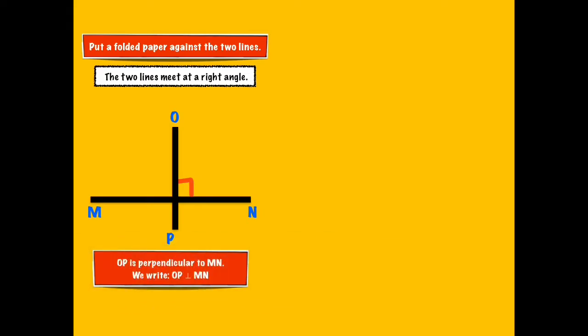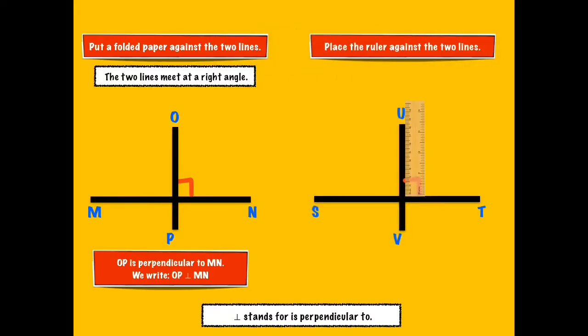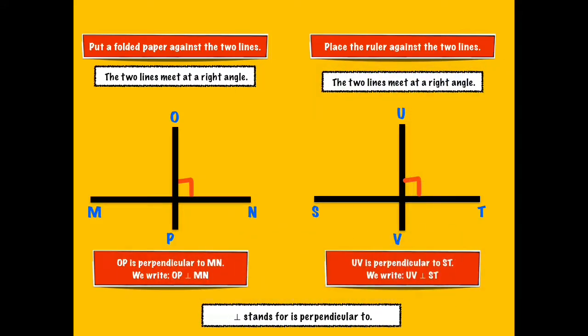Let's first put a folded paper against the two lines in the given picture. The two lines meet at a right angle. We can say that line OP is perpendicular to line MN. The given symbol that looks like an inverted T stands for "is perpendicular to." This time, let's place a ruler against the two lines given. The two lines meet at a right angle. We can say that line UV is perpendicular to line ST.